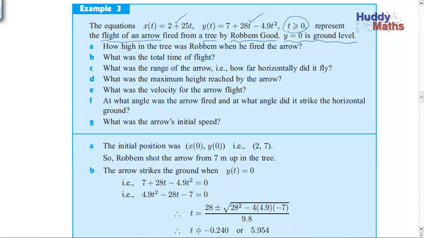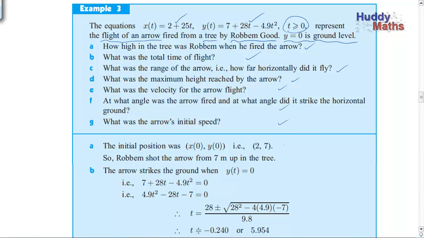How high in the tree was Robin when he fired the arrow? What was the total time of flight? How far did it fly? What was the maximum height, velocity? All right, let's go through and have a look at all of those things. Just read those through and see what you think.